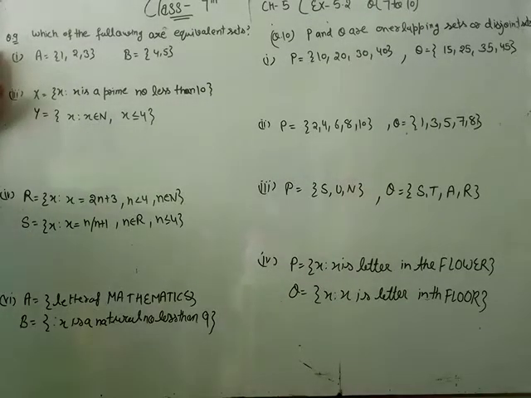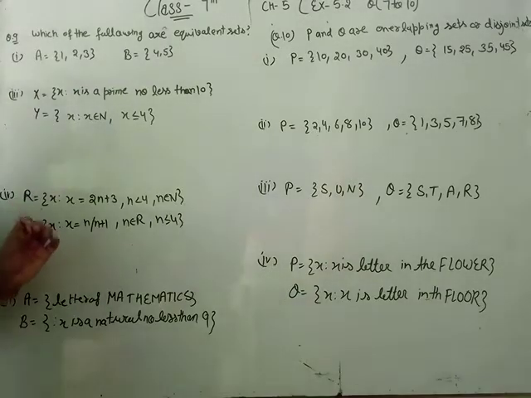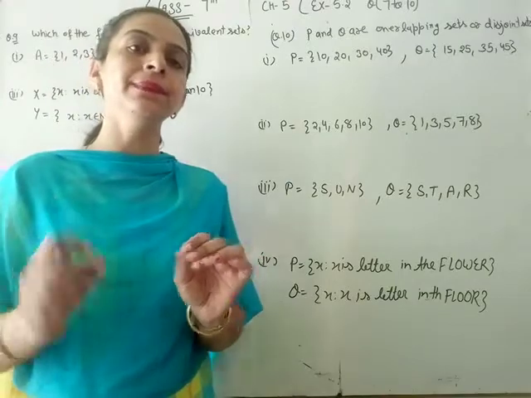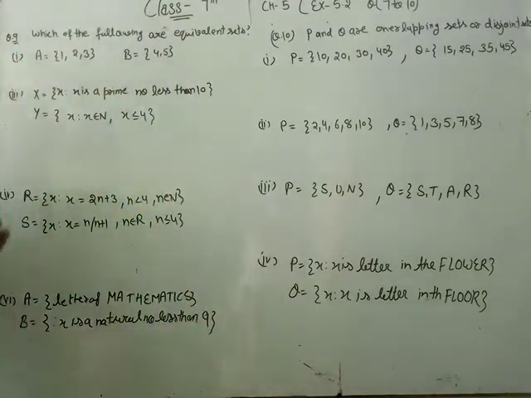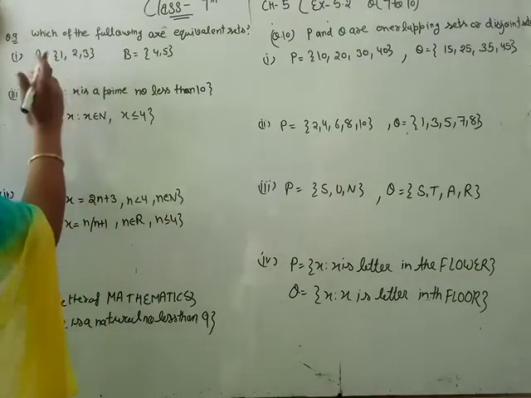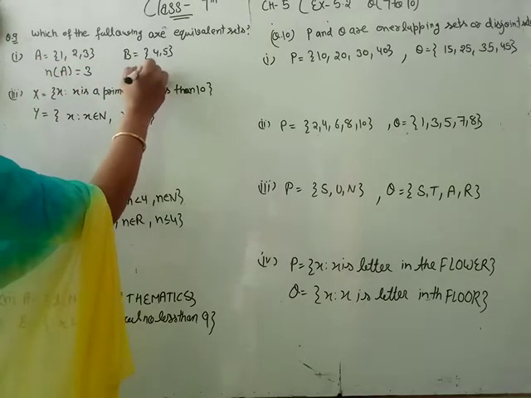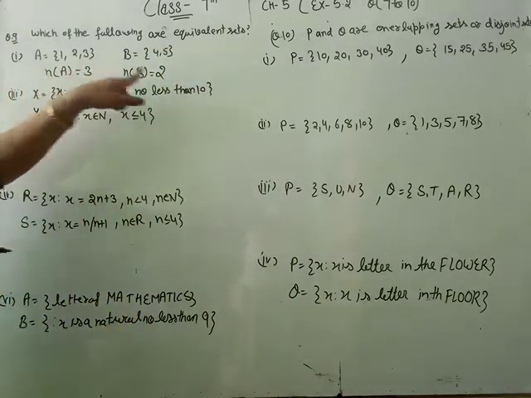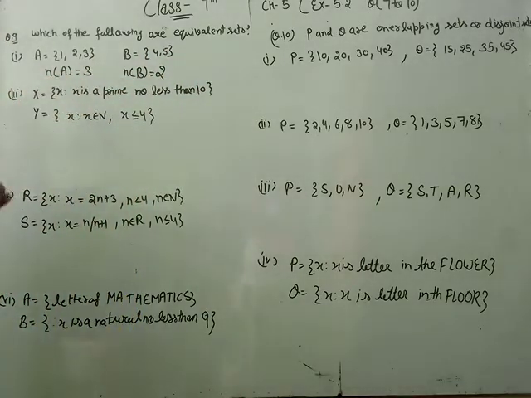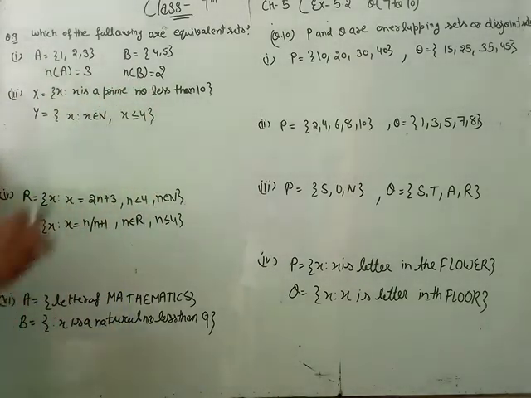This is question number 9. Which of the following are equivalent sets? Equivalent set means if number of elements are same, then sets are equivalent. Cardinal number same, then these are equivalent. In first part, set A is 1, 2, 3, then cardinal number of A is 3 and cardinal number of B, in set B there are 2 elements, cardinal number not same, so these are not equivalent. A and B are not equivalent sets because cardinal numbers of A and B are not equal.